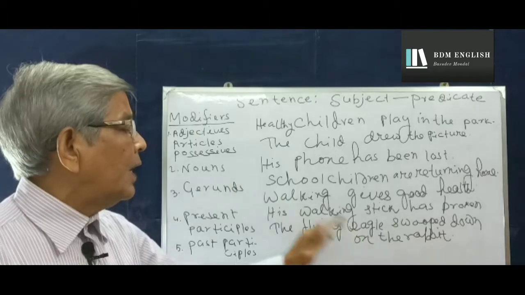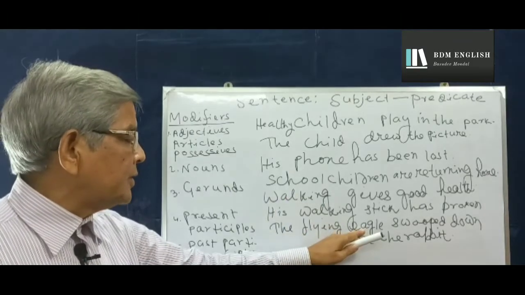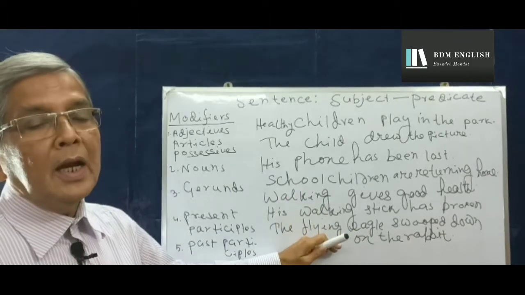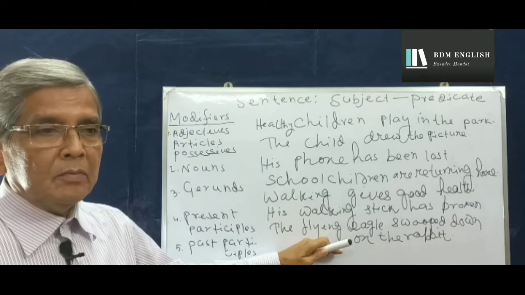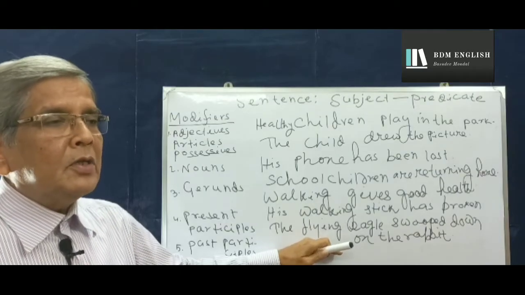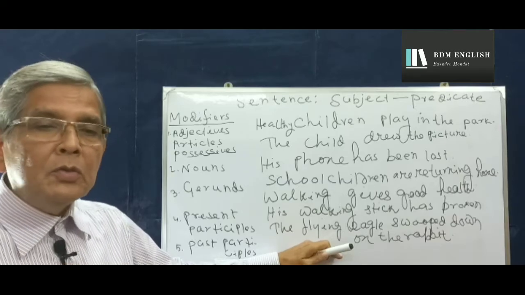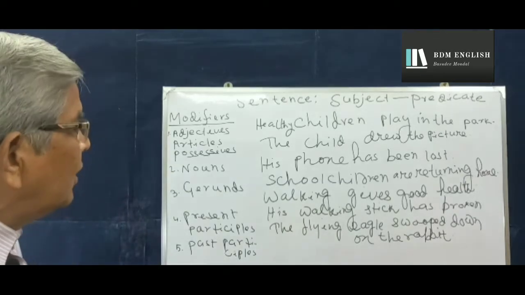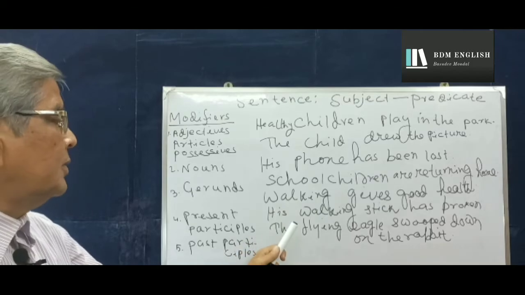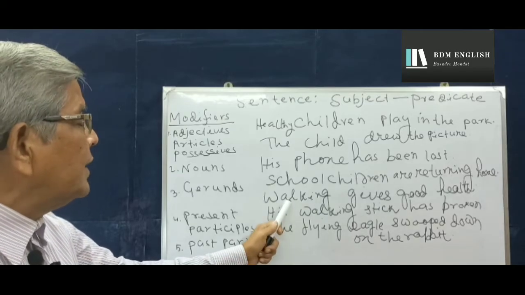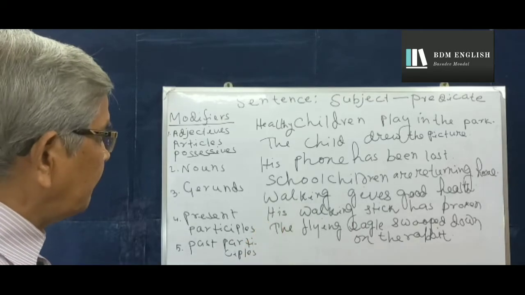Flying eagle. And without the word eagle in this sentence, we cannot use the ing verb form flying. That is an unavoidable condition for a present participle to be used as a modifier. And this condition is not there at all in the case of a gerund.